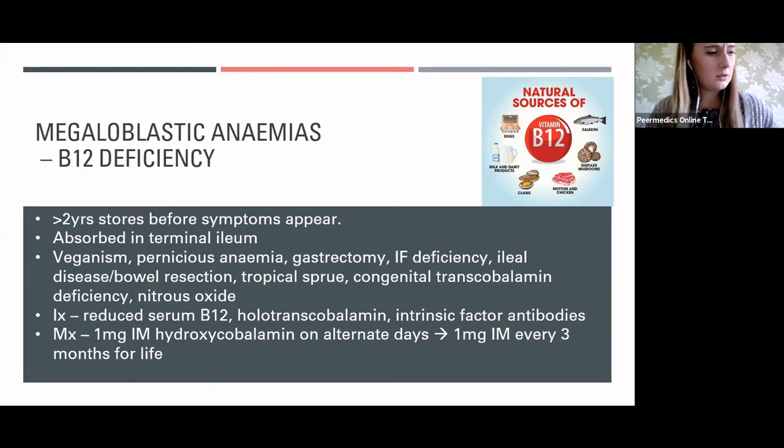Let me see. I'm going to say 2 to 4 weeks. Yeah, for about 2 weeks. And then you're going to give it about every 3 months for the rest of your life, because you can get quite a lot of nasty side effects from B12 deficiency. So you're not going to want to let that one slip.